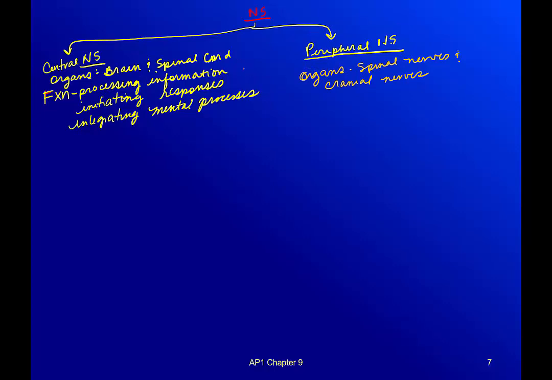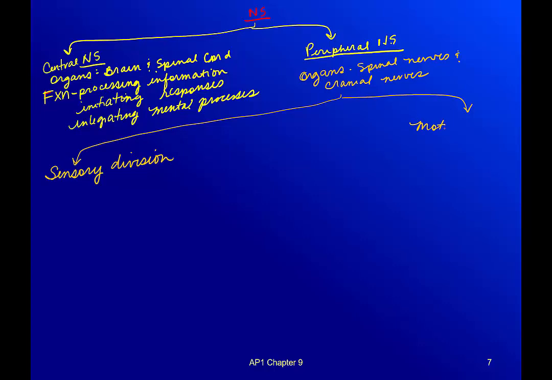So, peripheral nervous system has two divisions to it. Okay? We have the sensory division and we have the motor division. Now, if I were to ask you for the function of the peripheral nervous system, technically, it's the functions of the sensory and motor division of the nervous system, because that's what this peripheral nervous system is actually doing.